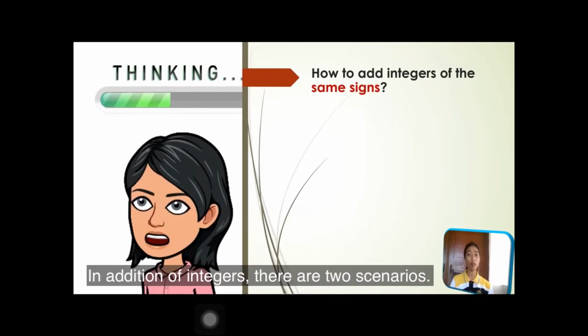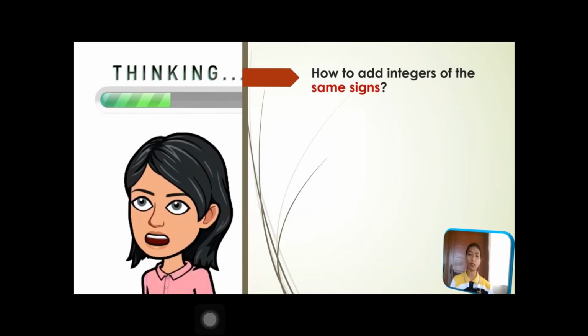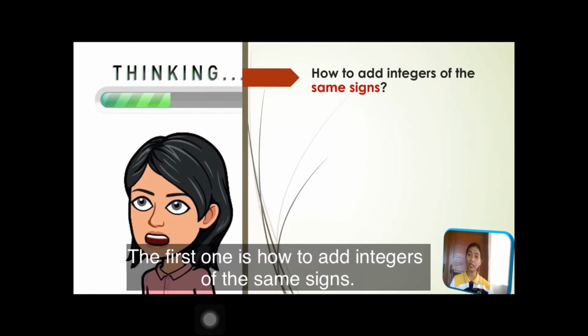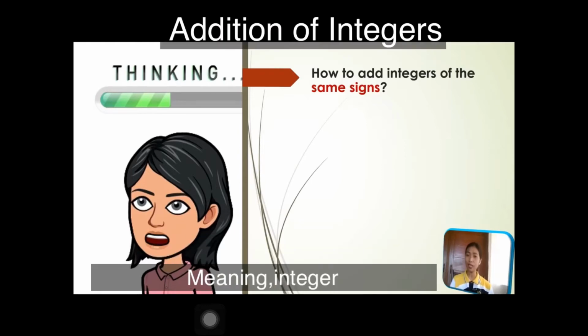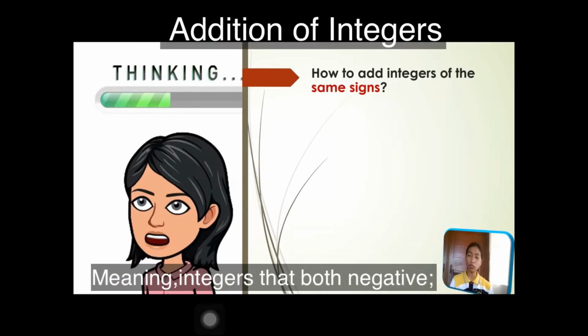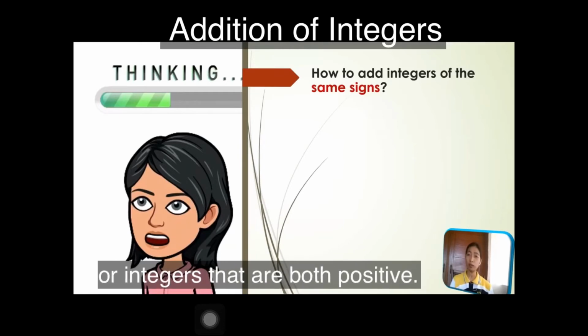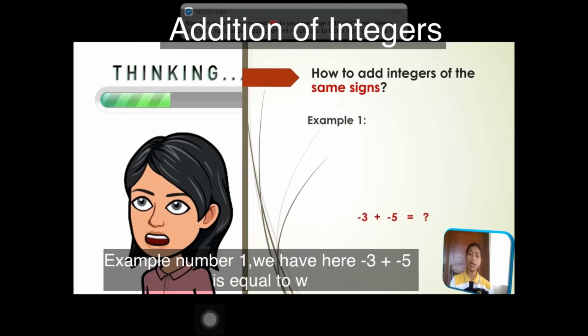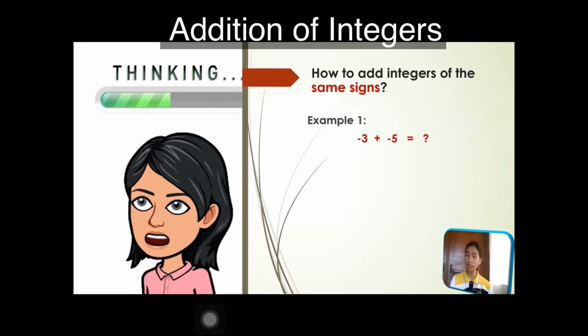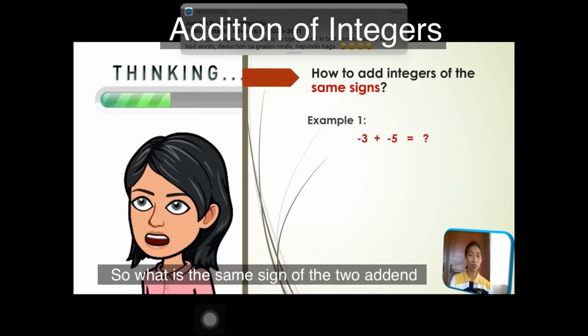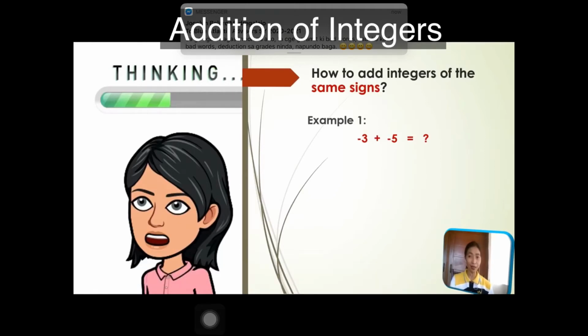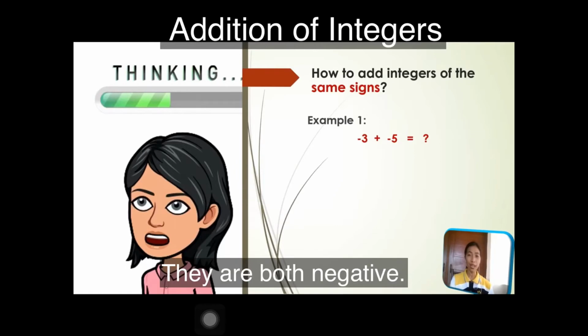In addition of integers, there are two scenarios. The first one is how to add integers of the same signs, meaning integers that are both negative or integers that are both positive, okay? So example number 1, we have negative 3 plus negative 5 is equal to what? So what is the same sign of the two addends? Okay, they are both negative.